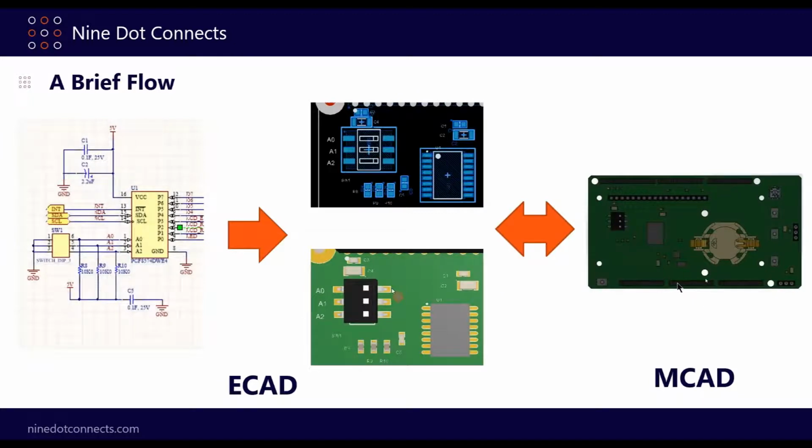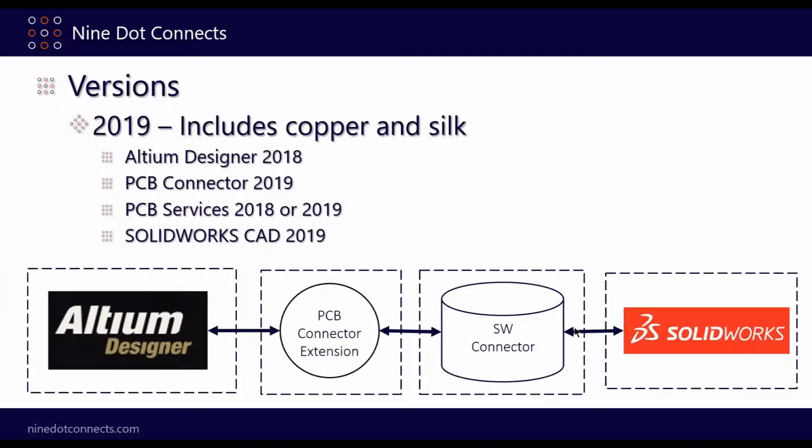Here's a very, very quick graphical representation of it, and we'll obviously demonstrate this in just a moment. So we have our schematic. We push our information into the PCB. From there, in Altium Designer in particular, we can take a look at it in the 2D view, and we can also view it in the 3D view. And then through these services, we can push it over to the SOLIDWORKS CAD side and vice versa. So that is our flow here.